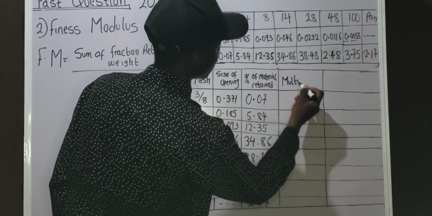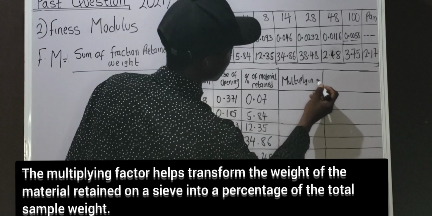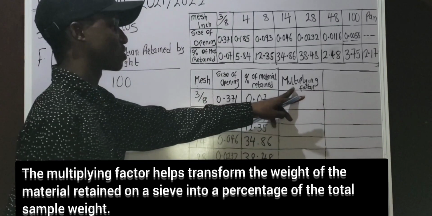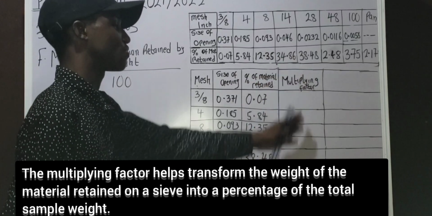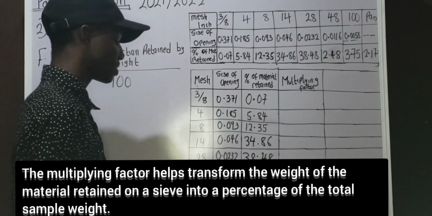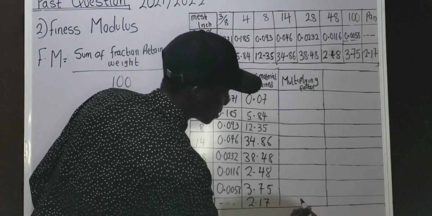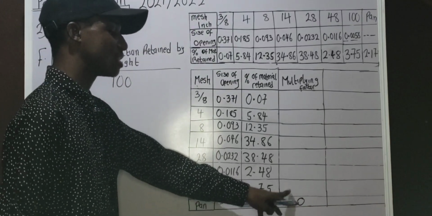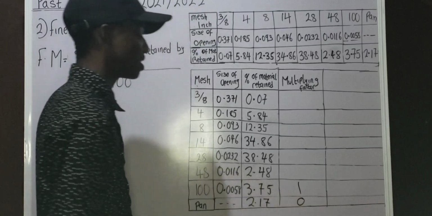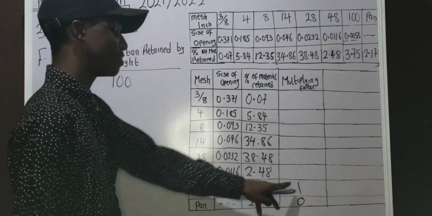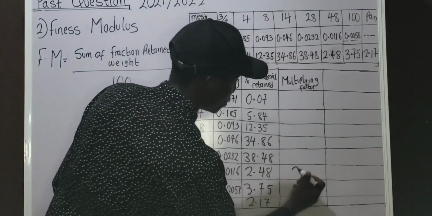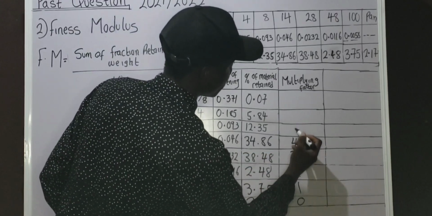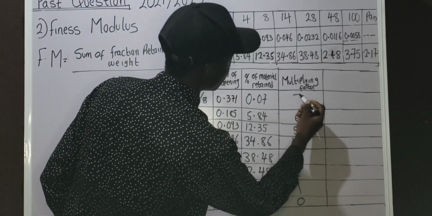This column stands for multiplying factor, and the multiplying factor of pan starts from 0. The multiplying factor of the mesh after the pan is 1. The multiplying factor for the next one will be 2. The next one will be 3. This will be 4. This will be 5. This will be 6. This will be 7.